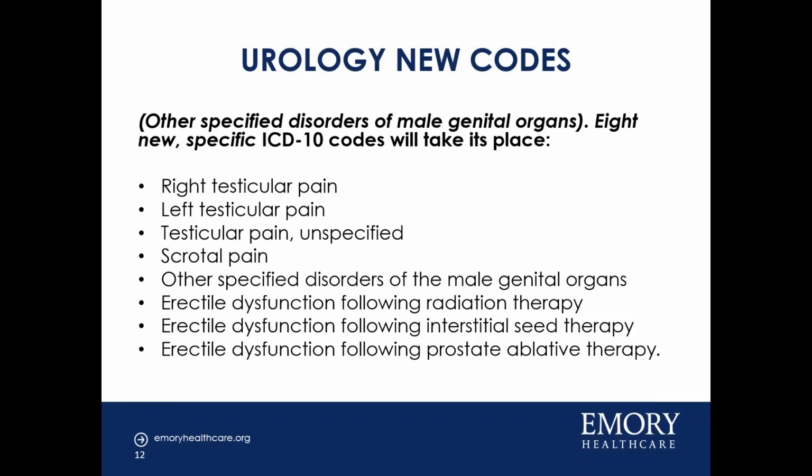Other new codes, these have been added to replace other specified disorders of the male genital organs. We still have that code, but it has an additional digit. And in addition to that, we have right testicular pain, left testicular pain, unspecified. There's scrotal pain, and then here's the erectile dysfunction codes they added, following radiation therapy, following interstitial seed therapy, following prostate ablative therapy.